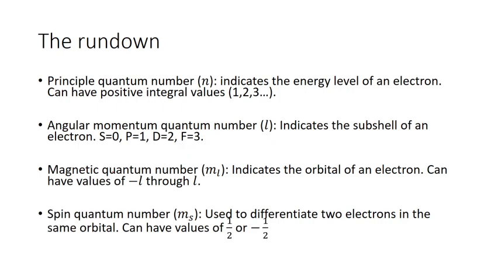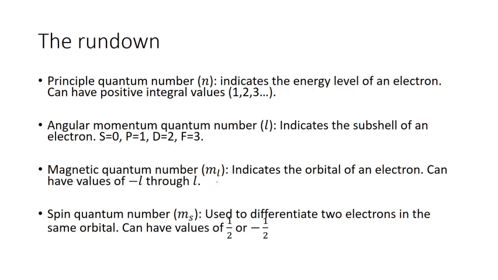Then, after that, you've got the magnetic quantum number, m sub L. This indicates the orbital of an electron, and it can have values of negative L through L. And then the last one, your spin quantum number, m sub S, used to differentiate two electrons in the same orbital. It can have values of positive 1/2 or negative 1/2.